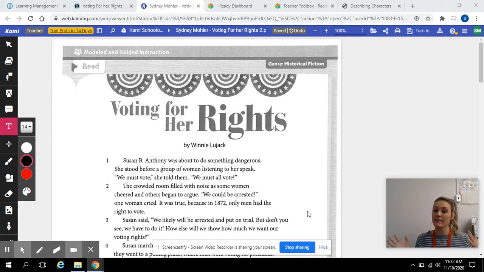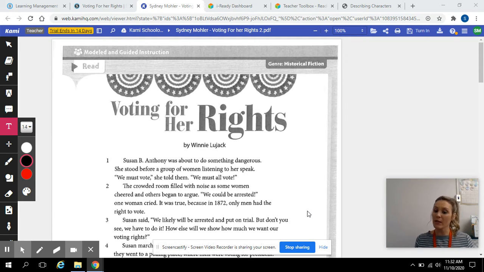So the overall concept we're working on is describing character, setting, and plot, but I wanted to zone in and focus on one for right now, which is describing characters. We're going to work on this, then we'll work on setting, and then we'll work on plot, and then we're going to put it all together, okay?